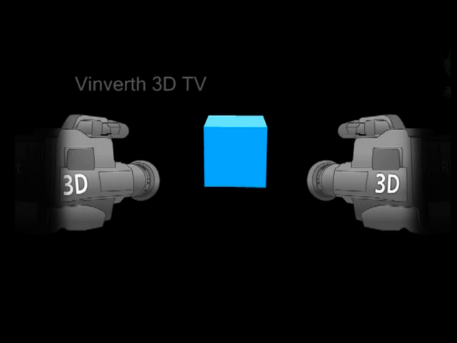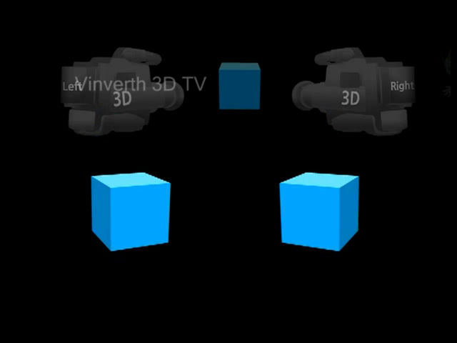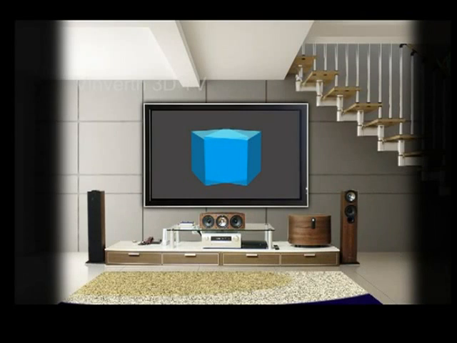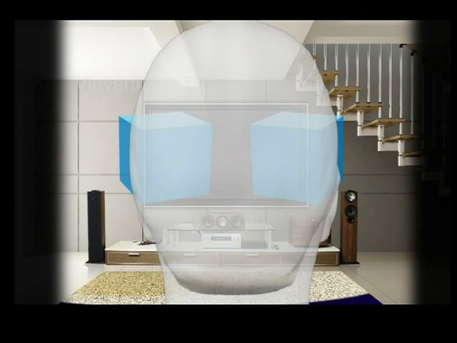The same principle is used in 3D movies and 3D TV. That is, by showing each eye the same image from two angles, you can trick your brain into thinking the flat image you are viewing has depth.